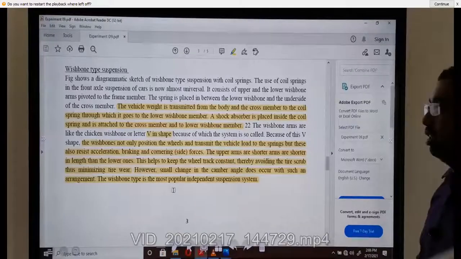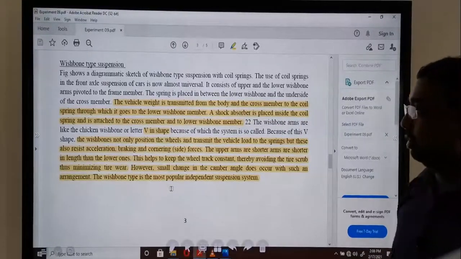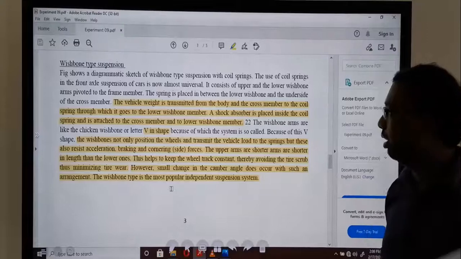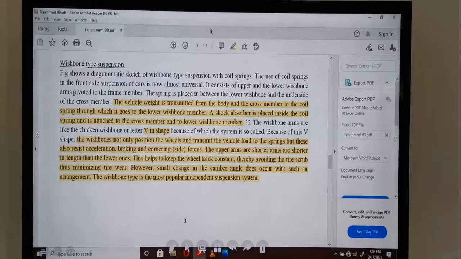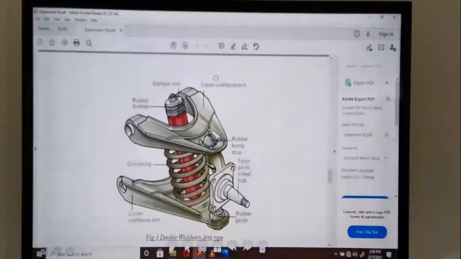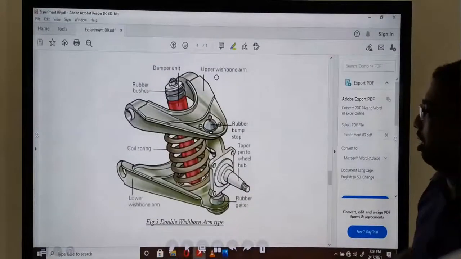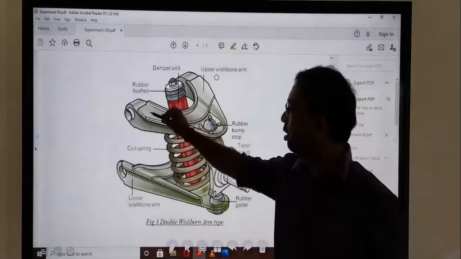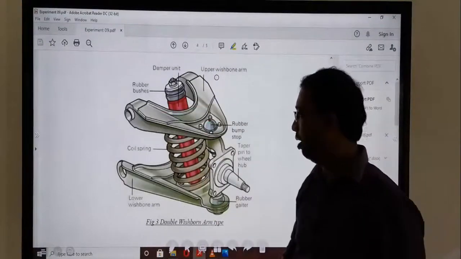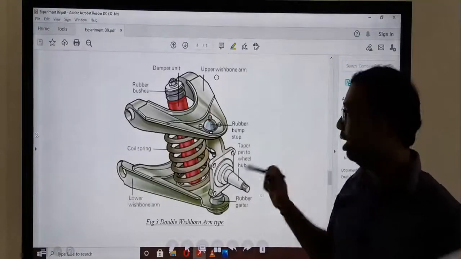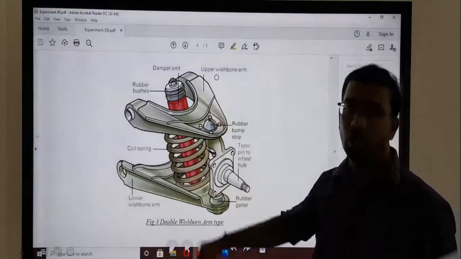Okay, next we are going to study the wishbone type suspension. So what is a wishbone? Here you can say this is a wishbone. This V-type arm is called the wishbone. Here there are two arms. This is the upper arm, and this is the lower arm.